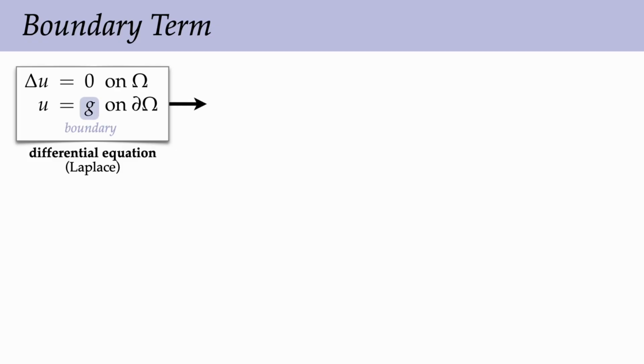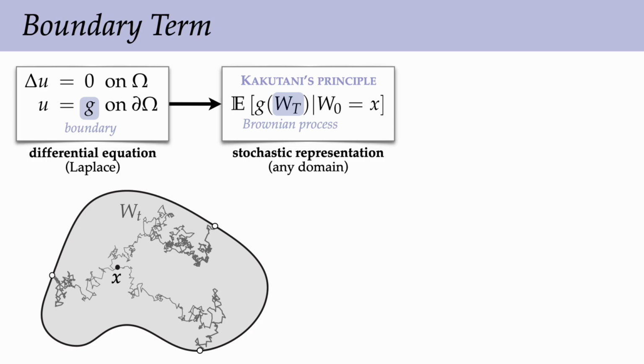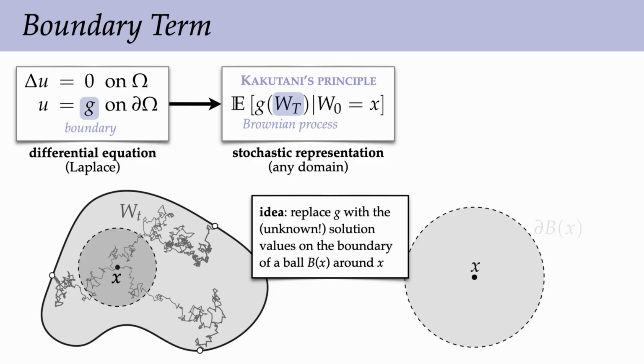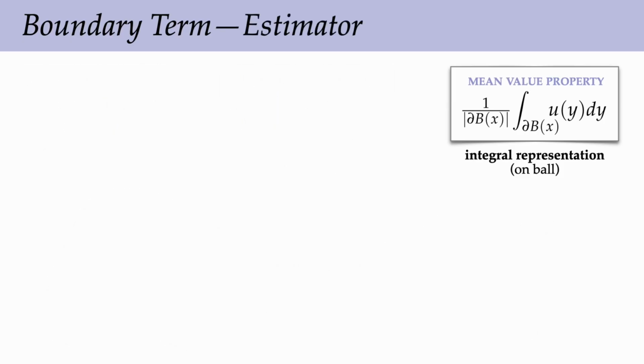And to handle this boundary term, we had Kakutani's principle, which says that we're going to take a bunch of Brownian random walks to the boundary and take the expected or average boundary value. To actually simulate this process, we restricted our attention to a ball around the point x and replaced the boundary values g with the unknown values u of our harmonic function. So in this case, the expectation just becomes our usual mean value integral. Now that we have this deterministic integral, we can estimate it using Monte Carlo.